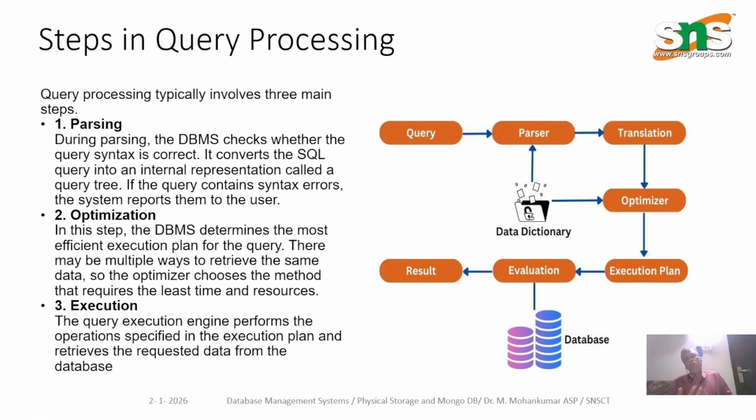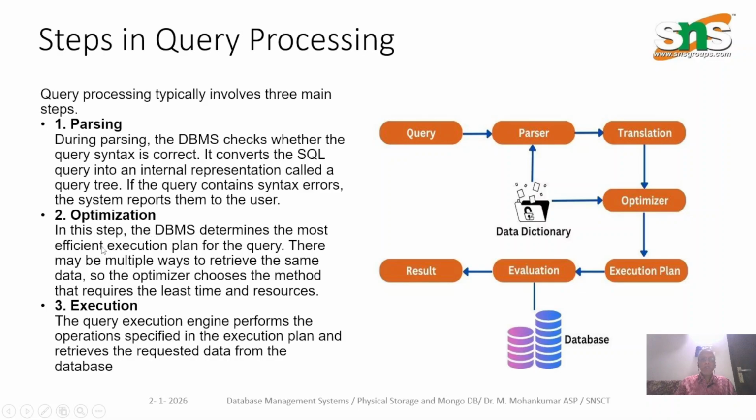Now, steps in query processing. Query processing typically involves three main steps: parsing, optimization, and execution. During parsing, the DBMS checks whether the query syntax is correct. Whether the user typed the right syntax or not is verified here. It converts the SQL query into an internal representation called a query tree. If the query contains a syntax error, the system reports it to the user: your typing syntax is not right, so you have to modify and type it correctly. For that reason, we use the parser.